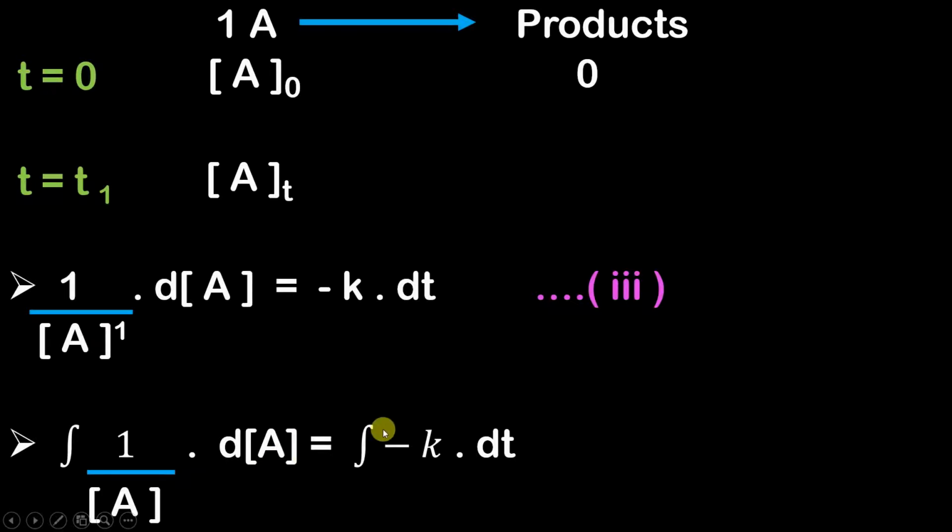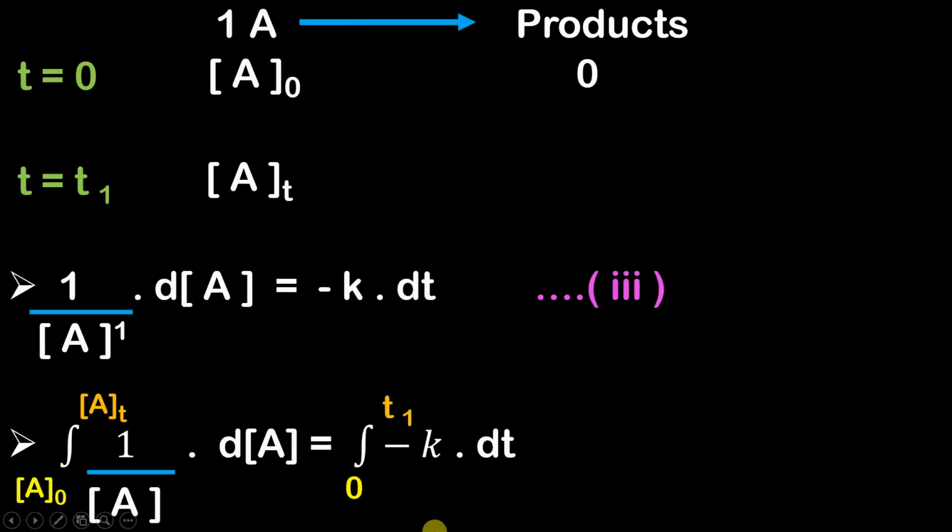Now, at time t is equal to 0, what was the concentration that we have assumed? We have assumed the concentration to be A0. Therefore, I write A0 over here. And after time t1, I have assumed the concentration to be At. I hope you have understood this part. This is the most important part of the complete video.